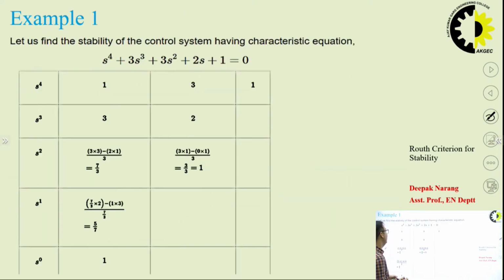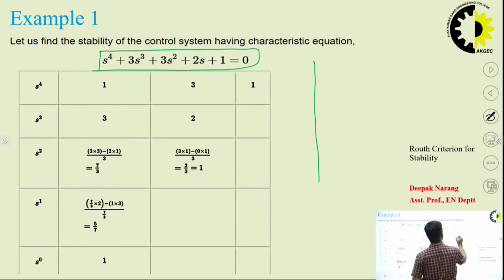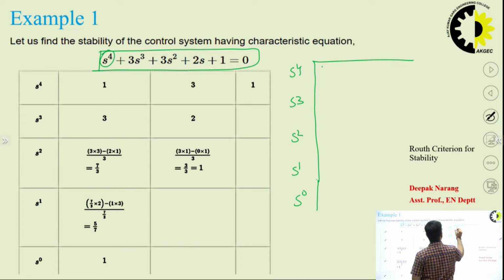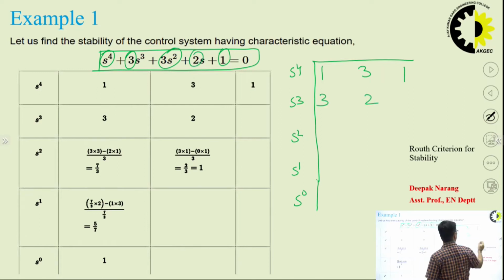So let us consider one example. This characteristic equation is given to us. First of all, we have to design the Routh array starting from S4, S3, S square, S1, S naught. In this manner, we start creating the Routh array with the coefficient of S4, this is 1, then S square 3, S1 naught 1. In the second row, it will be 3, second coefficient 2.